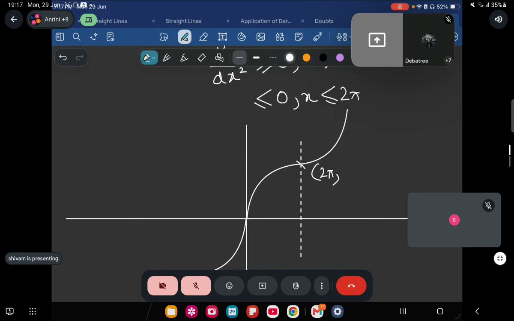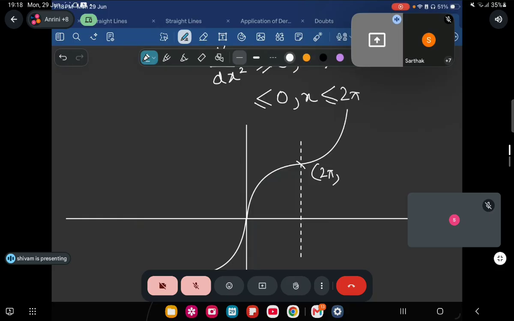Yes, tell me. So 2 pi. So 1 minute. It is 16. If x is equal to 2 pi, so 1 minute.